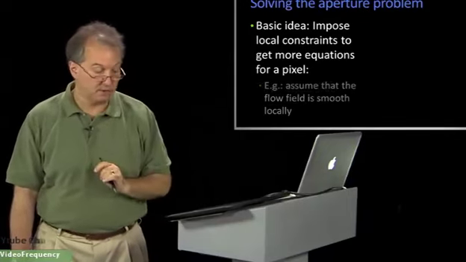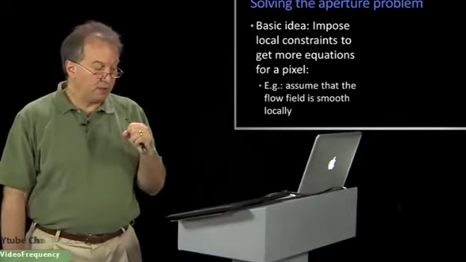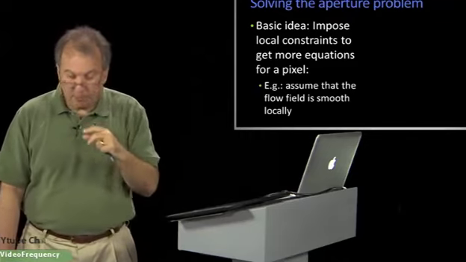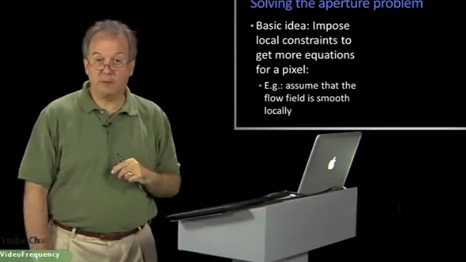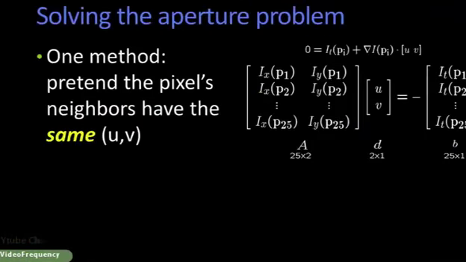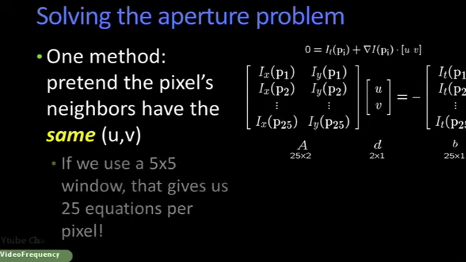more equations per pixel. So for example, we talked about maybe we'll assume that locally, right around this point, the motion field is very smooth. In fact, how smooth do we want to assume? How about we assume that it's actually the same value? That is, over a window, we're going to assume that UV is the same value everywhere. So if we were using, let's say, a 5 by 5 window, so there's 25 pixels, if we were assuming that there was one UV for all of these, the UV for, let's say, the center pixel, that would give us 25 equations per pixel.